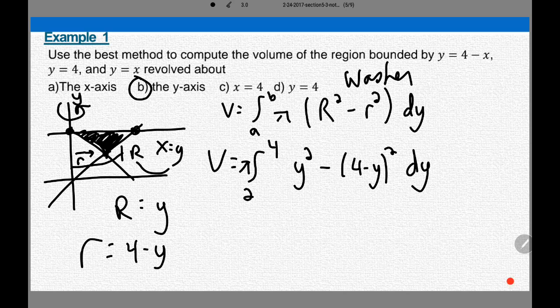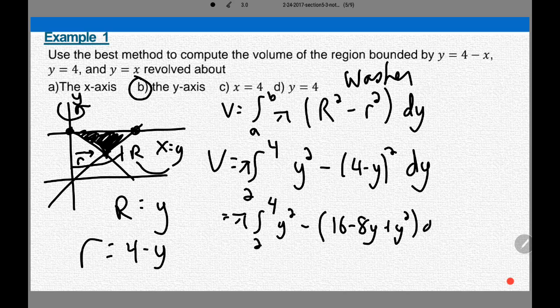So let's just do some simplifying here. We got y squared, and then we're going to have 16 minus 8y plus y squared from that. And our volume integral looks like this now. We're going from 2 to 4. And we'll do y squared minus y squared. That goes away, so I'm left with negative 16 plus 8y.